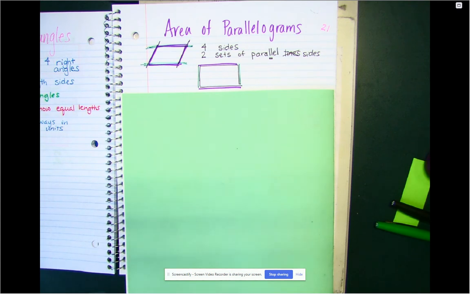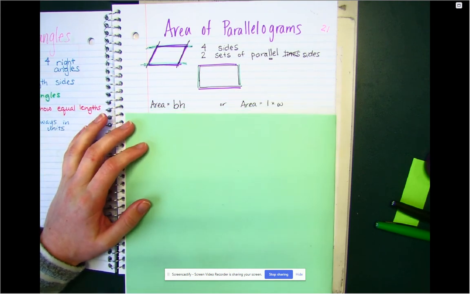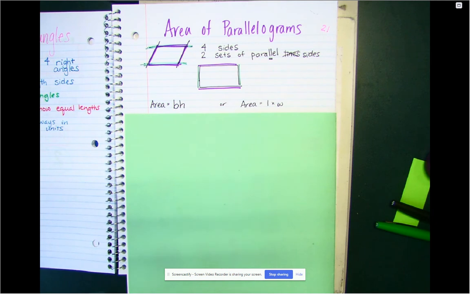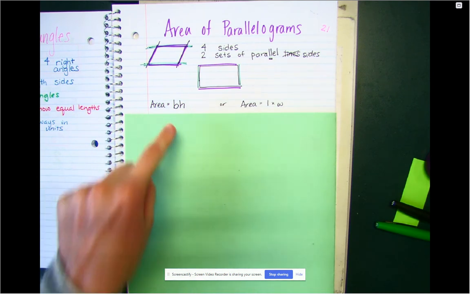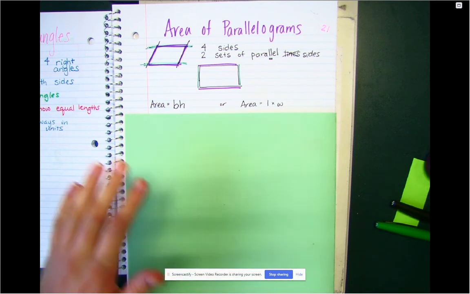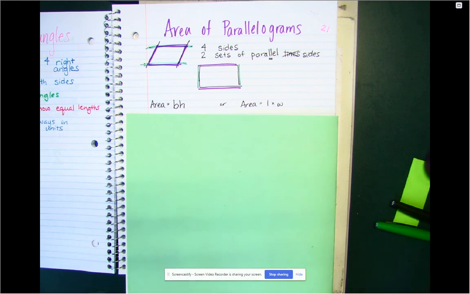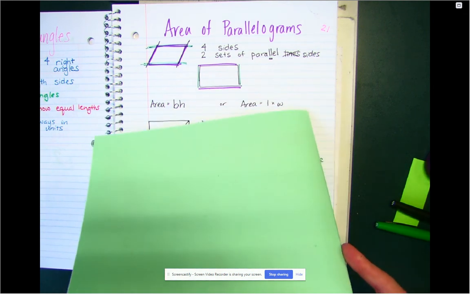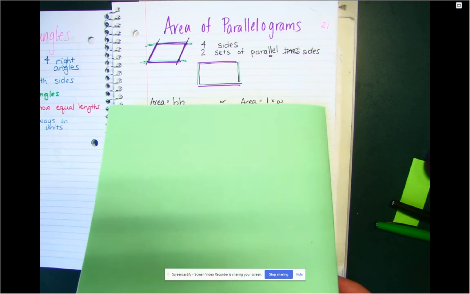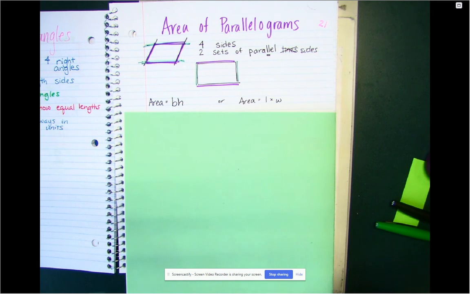So it makes sense then that the equation for finding the area of a parallelogram is the same as the equation for finding the area of a rectangle, because a rectangle is a parallelogram. And so to find the area is to do base times height or length times width. What is different about that is that with a parallelogram, we oftentimes are not looking at a side length as being the height. And let me just show you.